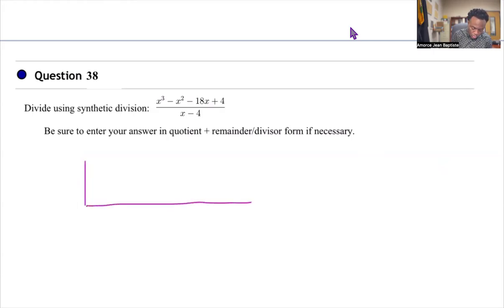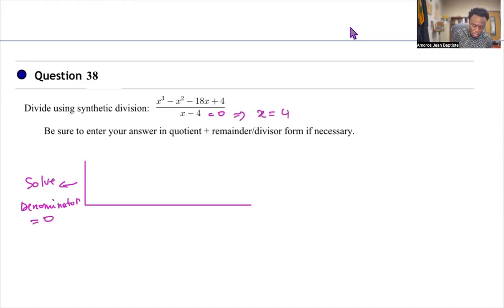So we want to solve this equals 0 to find x. Over here, we will solve the denominator equals 0. When we solve it equals 0, we get x equals 4. So that's the value we put here. So we put this value here, what would be the divisor.